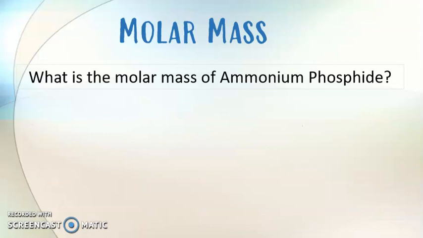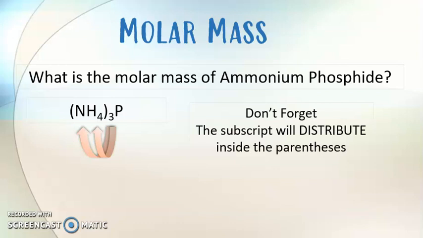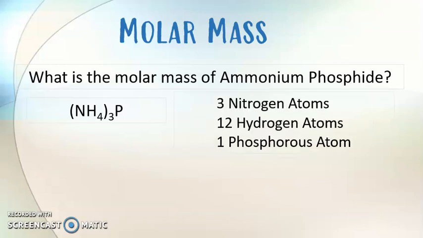Let's try another problem. How about what is the molar mass of ammonium phosphide? Well, again, start with that chemical formula. In this case, it's (NH4)3P. Okay. Well, what does that mean? Need to remember that the subscript outside of a parentheses essentially will distribute inside the parentheses. We don't distribute it when we're writing the chemical formula, but when we're going to be doing the math with this chemical formula, it's important to distribute it. So essentially that leaves us with 3 nitrogen atoms, 12 hydrogen atoms, and 1 phosphorus atom.